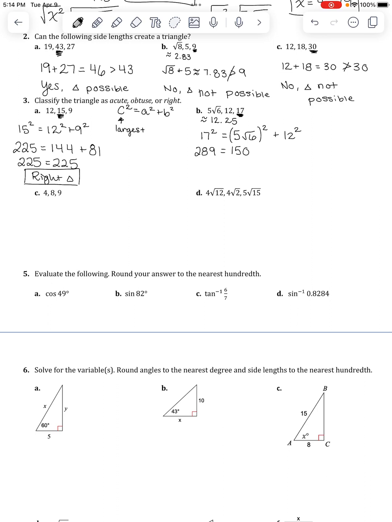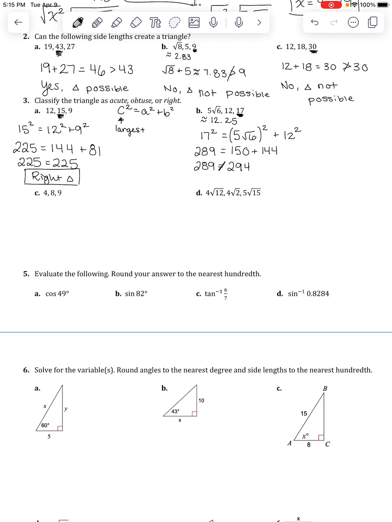This should be 150. If you only got 30, you did not square things correctly. You did not close parentheses correctly is going to be the bigger issue, most likely. 12 squared is 144. 144 plus 150 is 294.